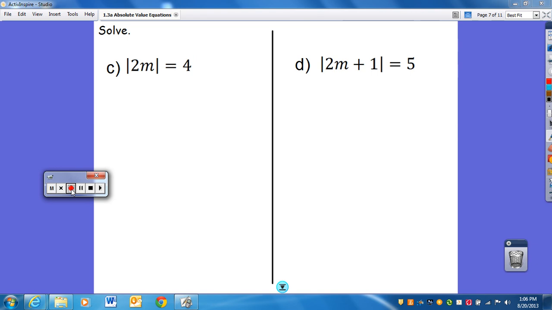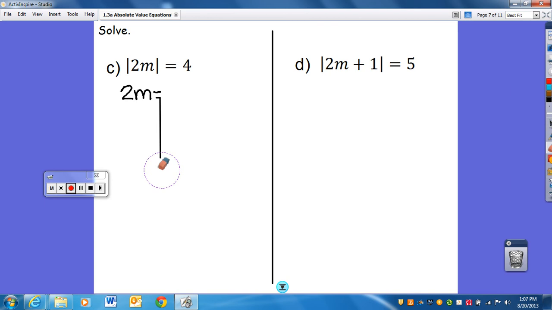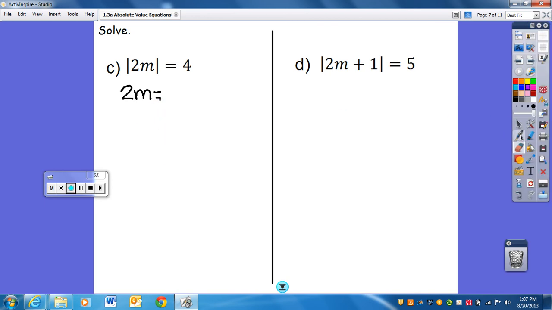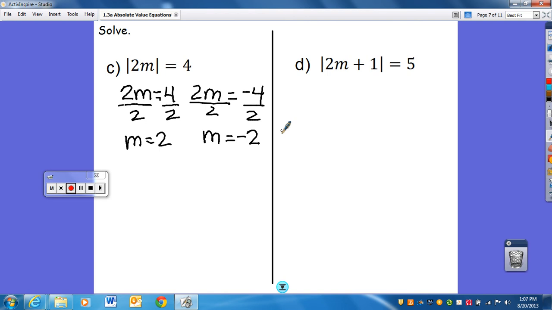If we have 2m, the absolute value is equal to 4, we simply need to set up our two situations right away because we don't have anything outside of the absolute value symbols. So we'll say that 2m is equal to 4, and then we will say that our 2m is equal to negative 4. Alright, so we'll divide both sides by 2. So m is equal to 2, and when we divide both sides by 2, m is equal to negative 2. And again, go ahead and check your work.